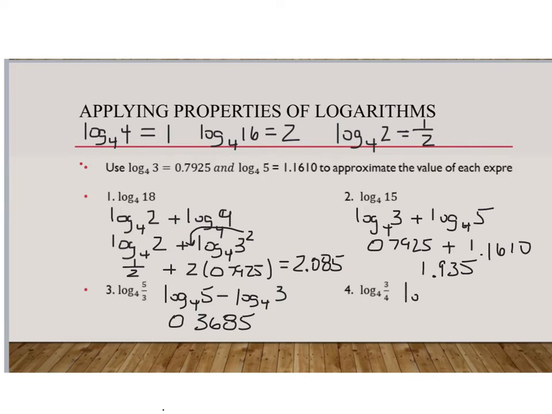The fourth one here we're dividing, so I'm going to subtract log base 4 of 3 minus the log base 4 of 4. Log base 4 of 3 is 0.7925. Log base 4 of 4 is 1. So again, I could take 0.7925 and subtract 1. And this ends up being a negative 0.2075.